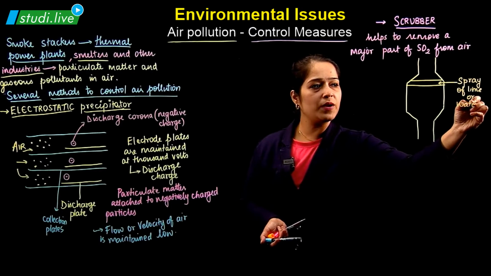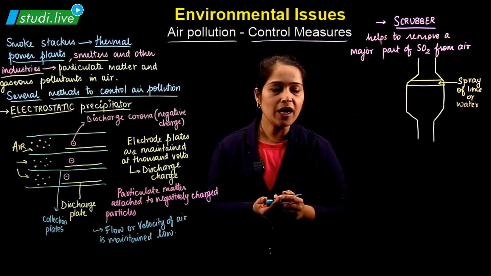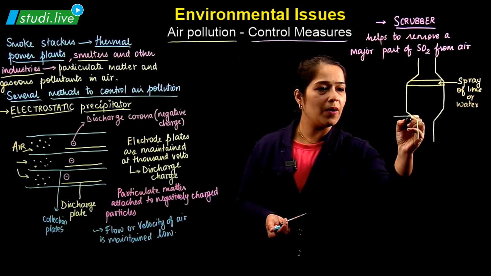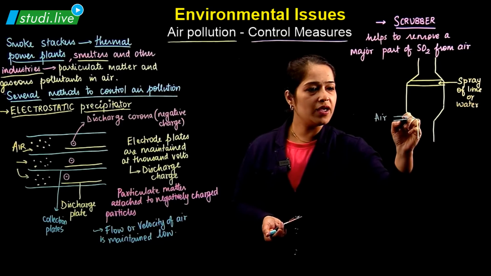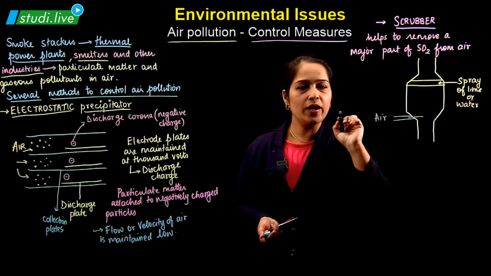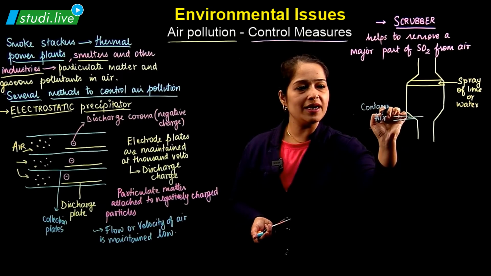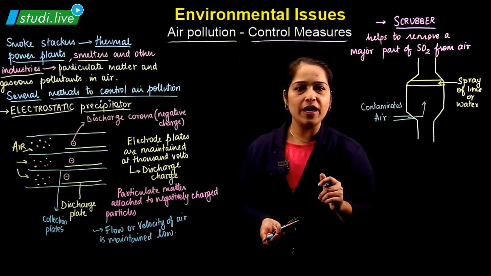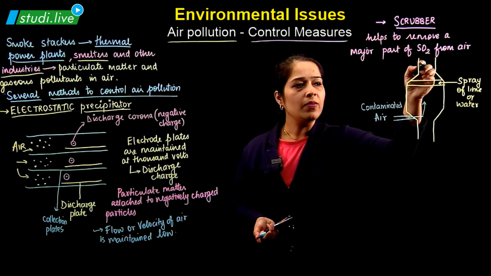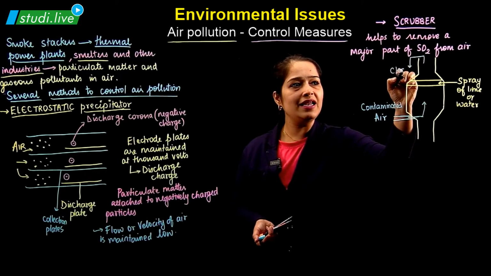Because of this spray of lime or water, what is going to happen is, when we are passing air from here, which is containing the pollutants, so we will say this is contaminated air, or air containing SO2. When it is passed from here, it goes to this spray of lime or water, and from the top, what we would be getting is the clean air.